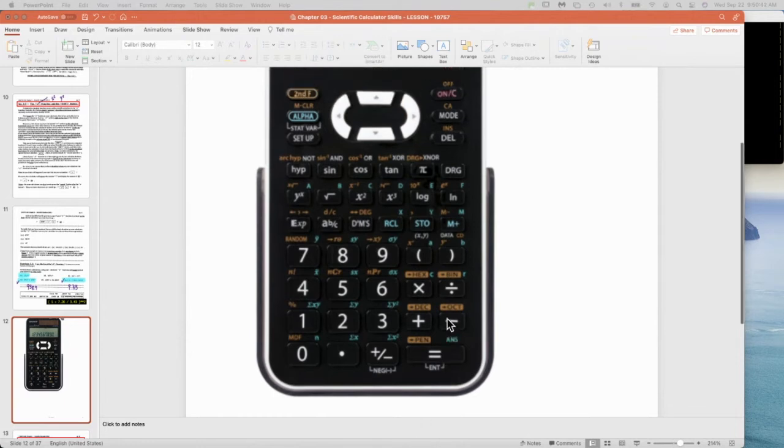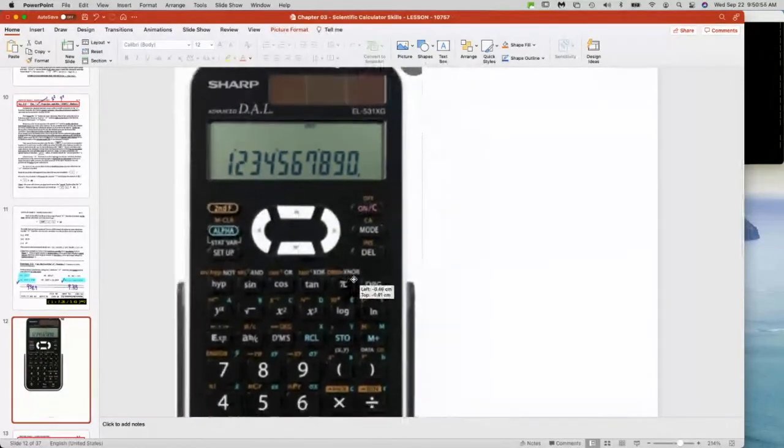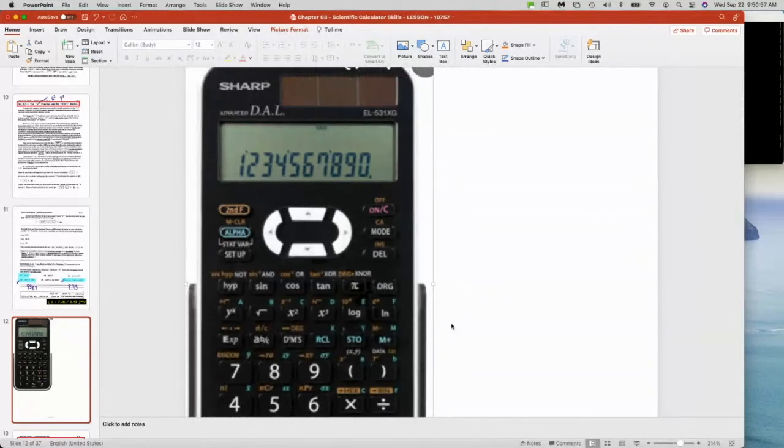Matthew, the one on the screen here is Sharp Advanced Dial. I'll leave this screenshot in the notes. So when I upload this to Blackboard, I'll just have it here. But I'm gonna just put this guy over here, and I'm gonna get the recommended calculator for the course as well, because that's important.